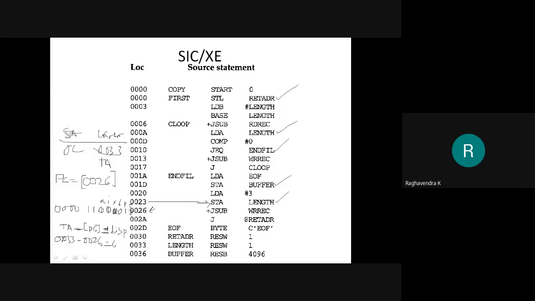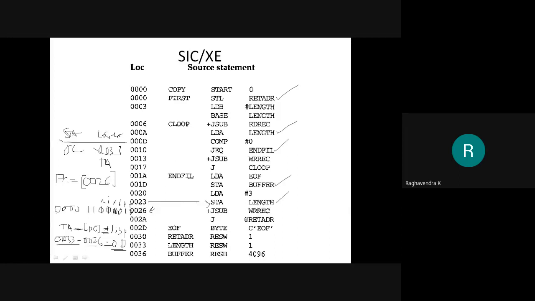Okay. Assume that it is 00. You subtract 0033 with 0026. I'll assume that it is 0D. Okay, somebody gave the answer, so I don't want to open the calculator again. Right, so now this is what we have got.